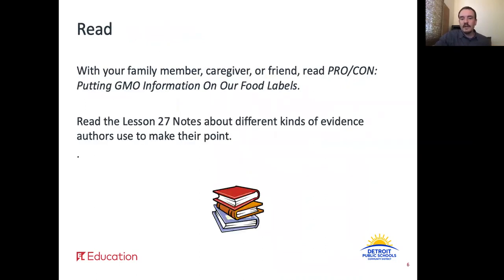First, you will be rereading Pro-Con, putting GMO information on our food labels with a family member, caregiver, or friend. As you read along, listen to the read aloud from Lesson 25. When you have finished the article, you will also need to read the Lesson 27 notes about different kinds of evidence that authors use to make their point. Pause the video here while you read.